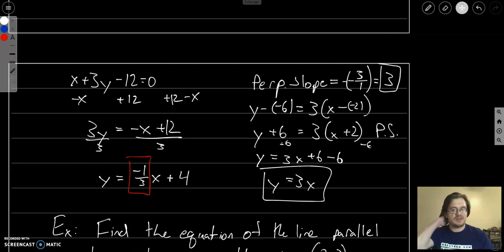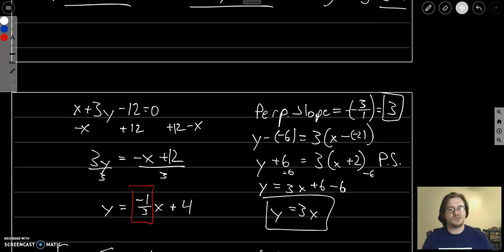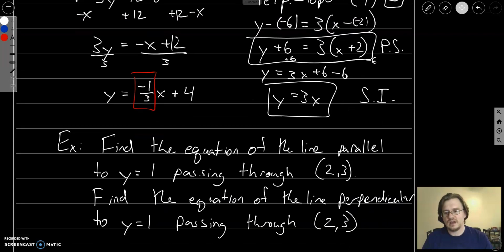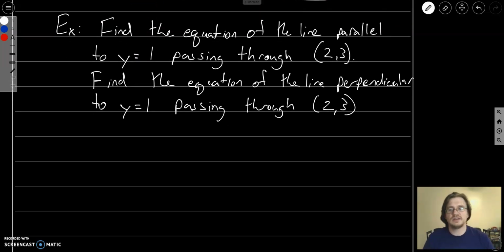So again, once you figure out the slope, if you're parallel, you take the same slope. If you're perpendicular, you take the negative reciprocal. And when you know what point you need to pass through, you can just use point slope form. Once you have point slope form, you can put it into slope intercept form if you want, or especially if the homework asks for it.